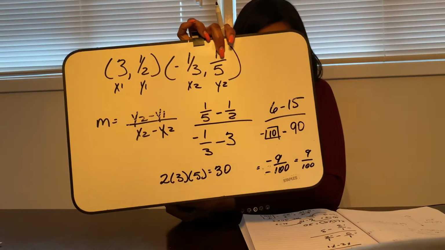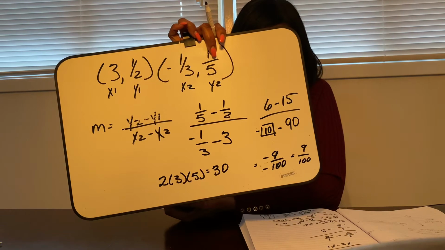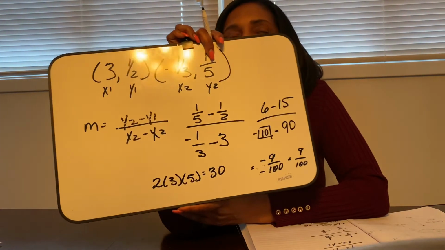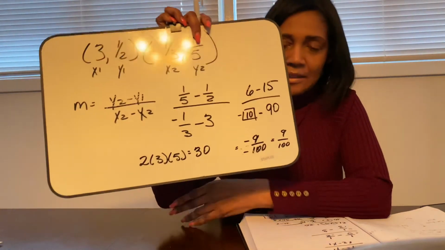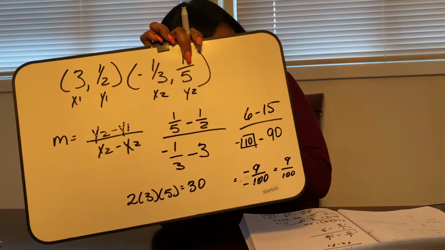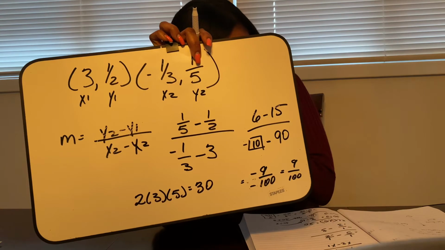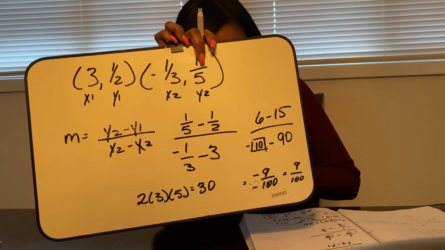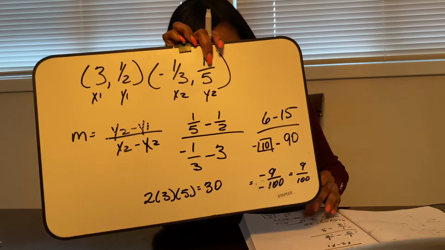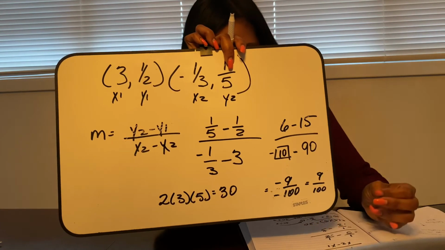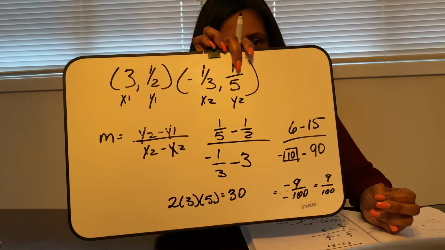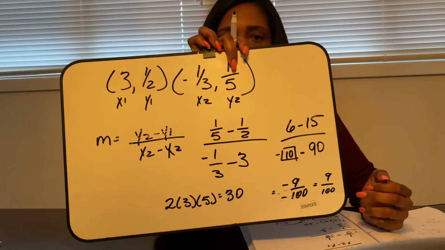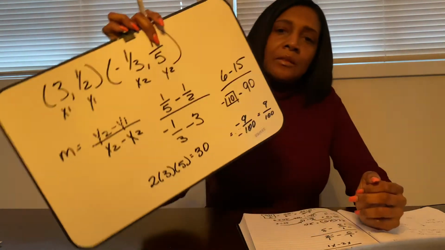Here's what I have for my answer. Our 6 minus 15 gave us a -9, and our -10 minus 90 gave us -100. And anytime you divide a negative into a negative, it's just going to end up being a positive. So our answer is simply 9/100. Okay? Do you have that?